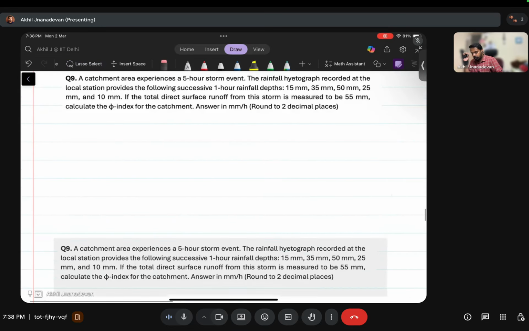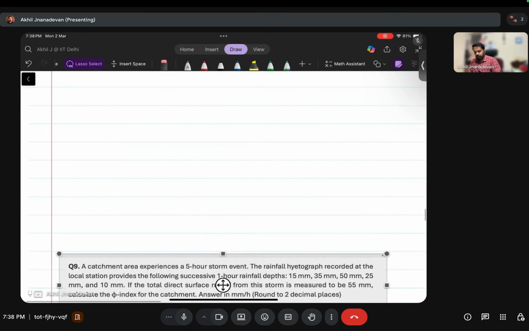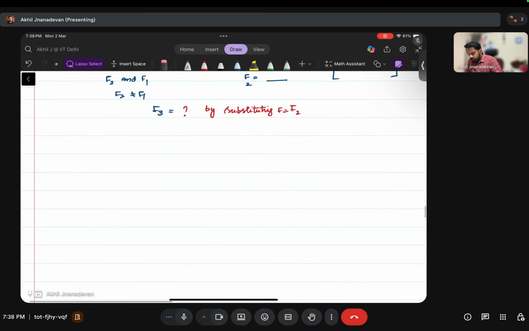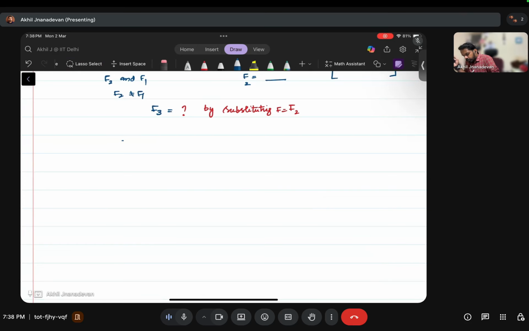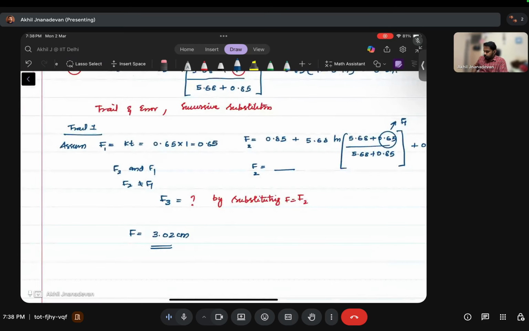Okay, so finally, you can solve it with the help of Excel, or we can try any numerical method. We will be getting F as 3.02 centimeter. At further iterations our F converges to a value of 3.02 centimeter. Right. So you have to keep on substituting until the previous value and this value are equal, at 3.02.